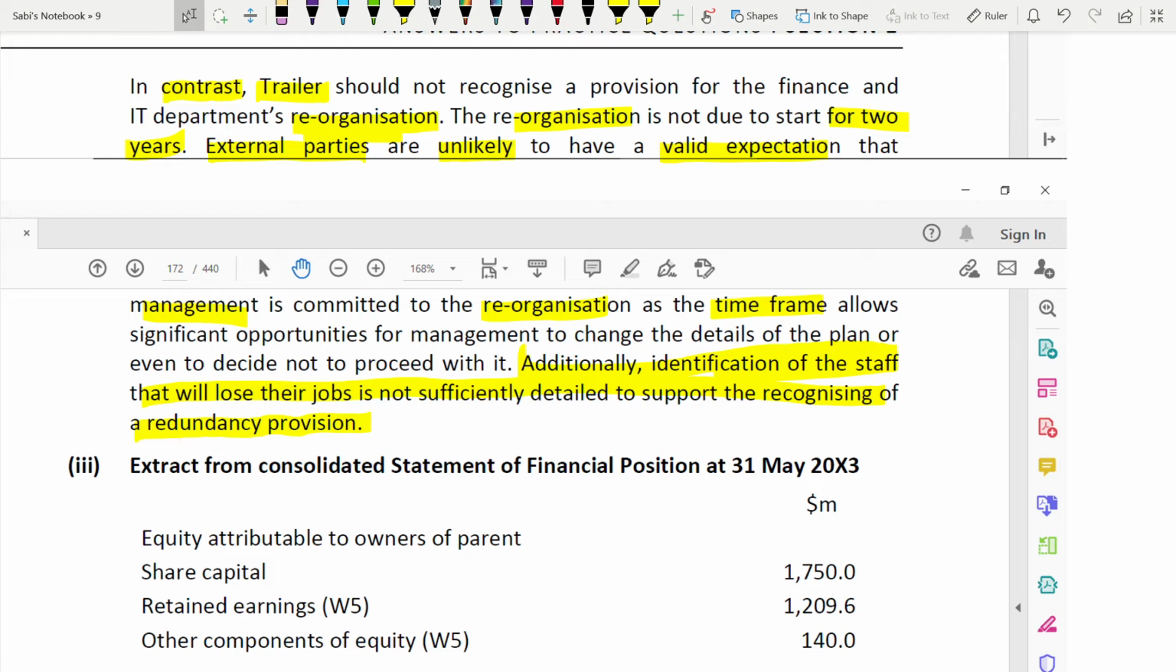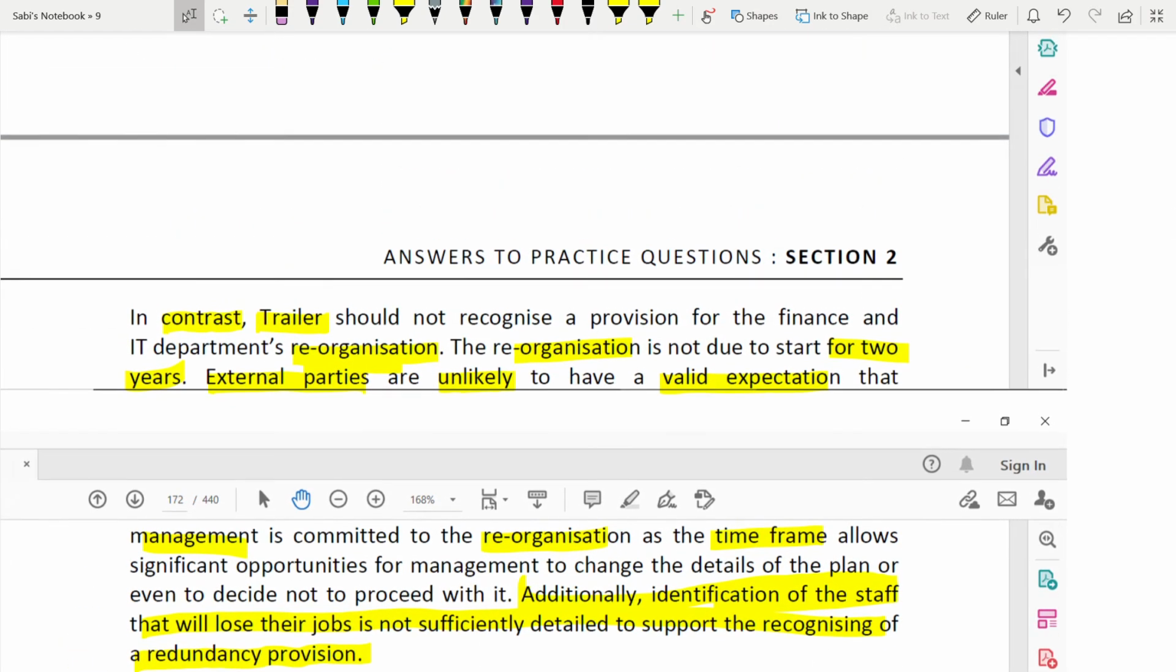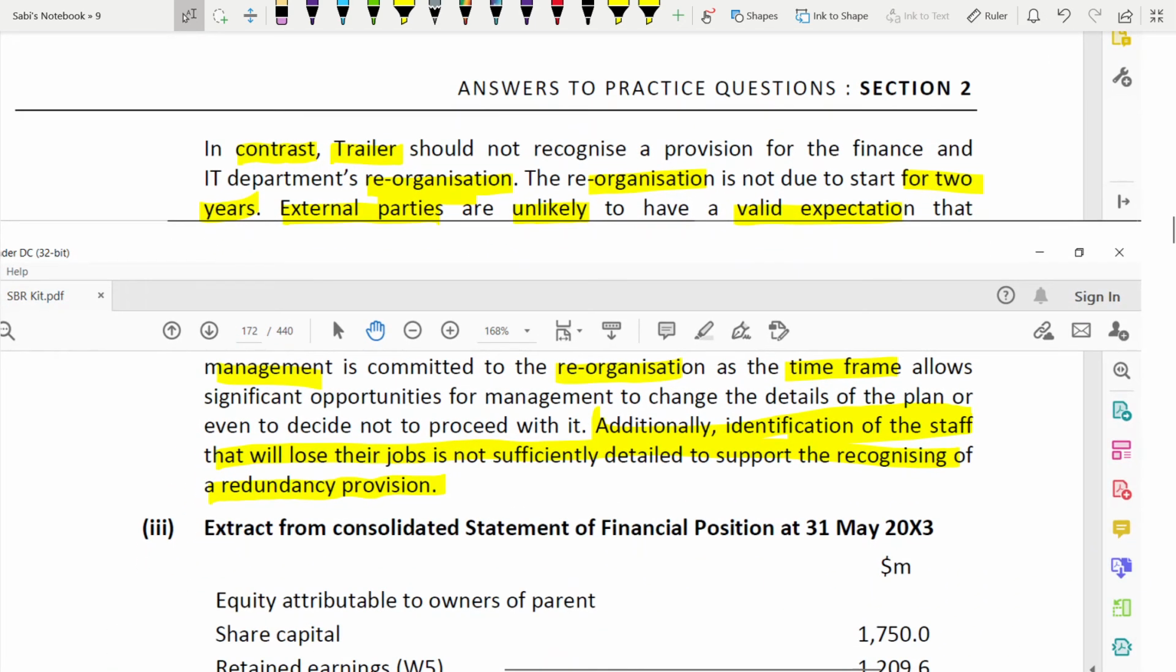Other things are also there. Whether some action has been taken for restructuring, whether staff have been informed, nothing like that. It's just a probability that this many staff will lose their job. That's it. Only that they have identified. It's not detailed. Okay. So with this, the second part of A is also answered. You see, both I have clearly answered. Both plan 1 and 2.